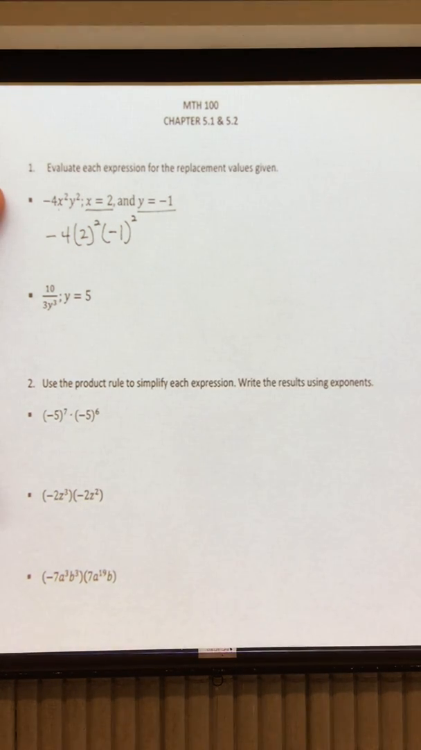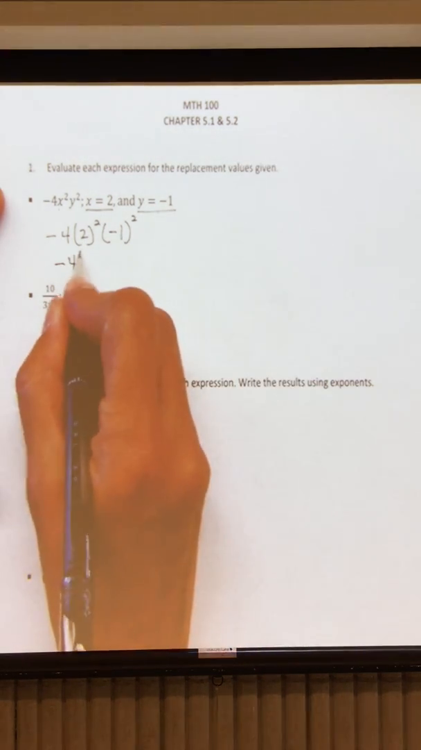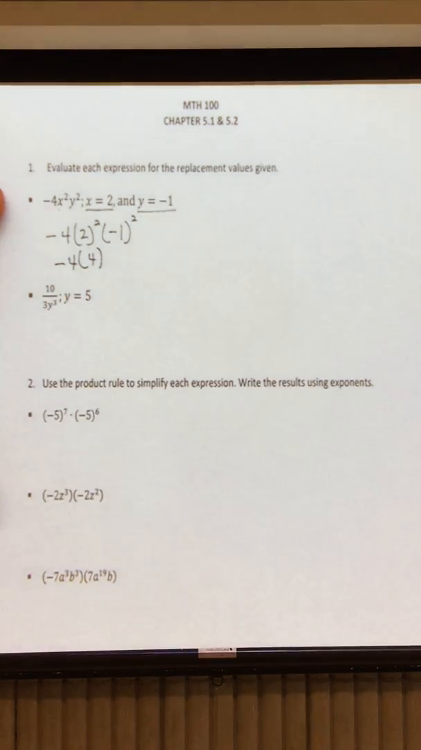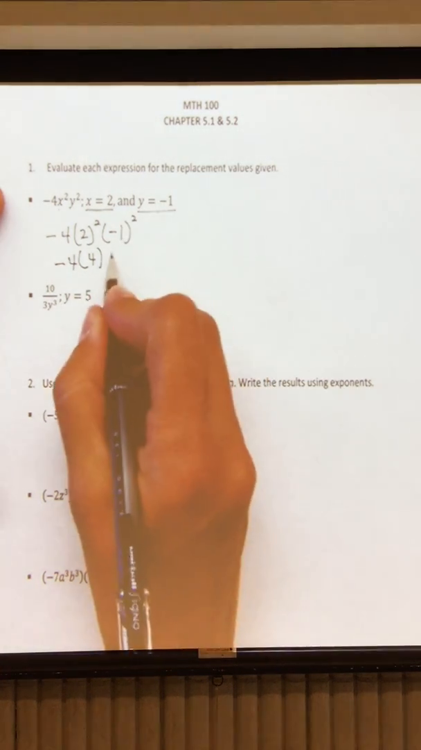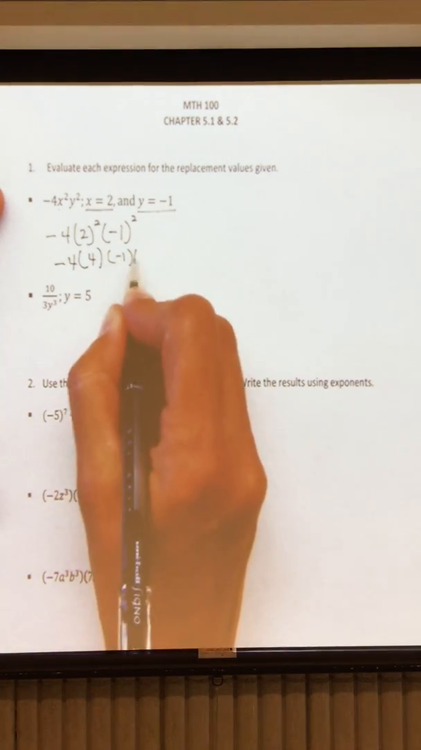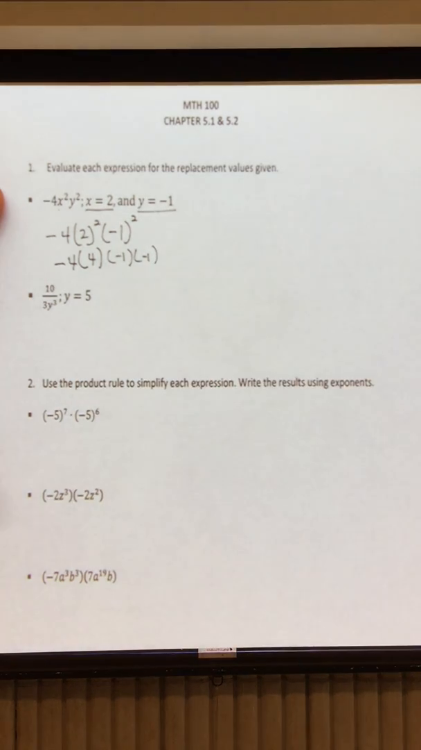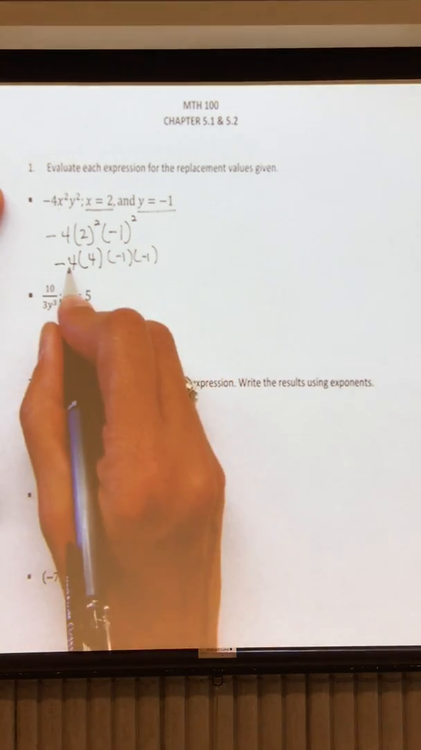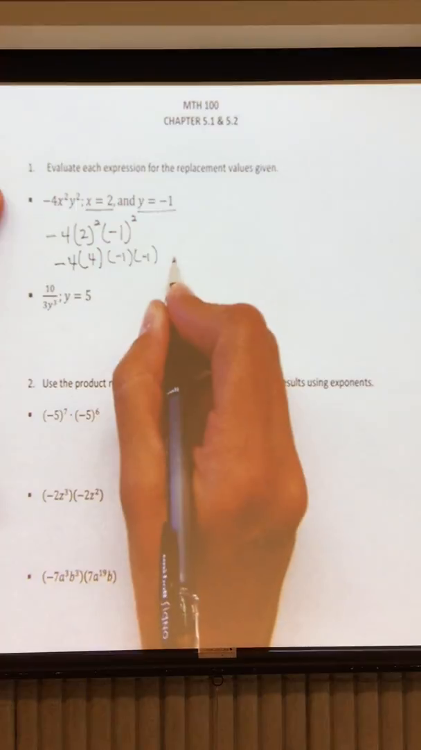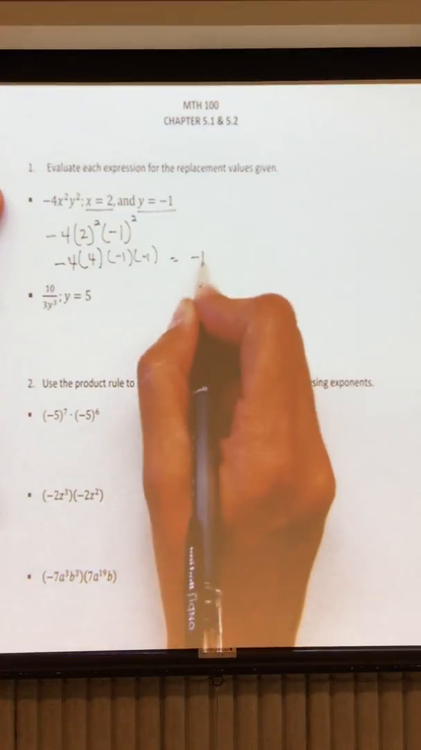So here we have negative 4 times 4, negative 1 squared. We have negative 1 times a negative 1, which again, negative times a negative is a positive. So we have negative 16 times positive 1 is equal to negative 16.